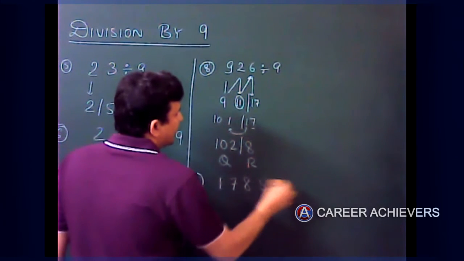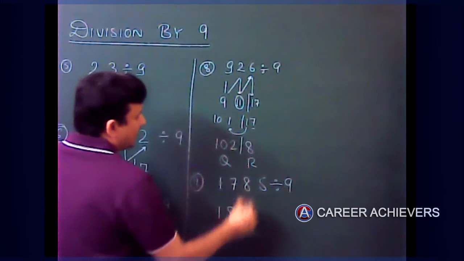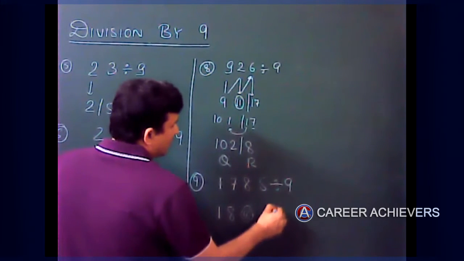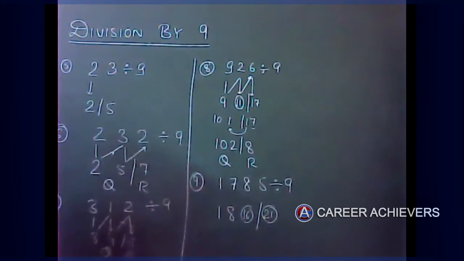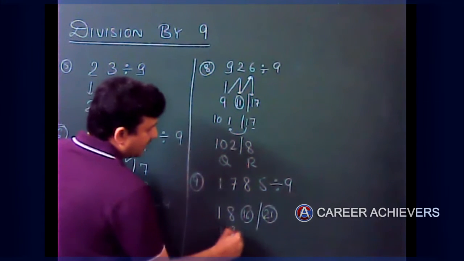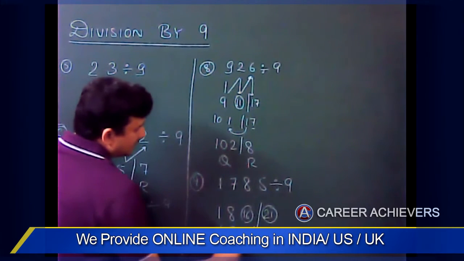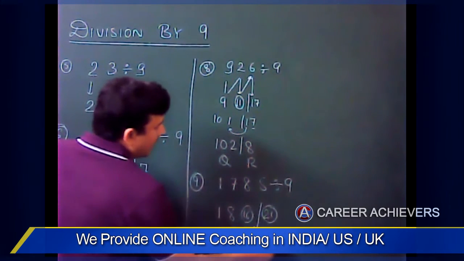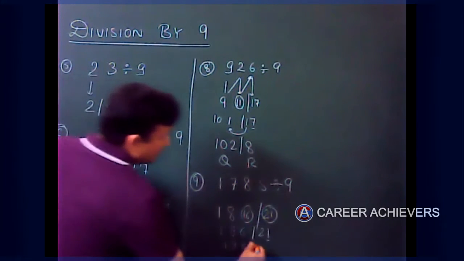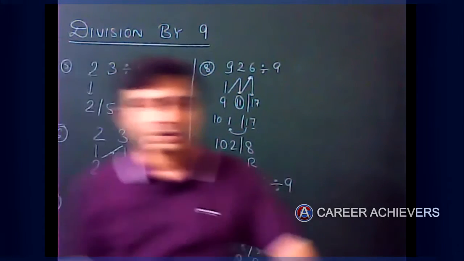1785 divided by 9. So this is 1, then 1 plus 7 is 8, 8 plus 8 is 16, and 16 plus 5 is 21. So now first I will send this one as carry to this side. This becomes 196 and 21. Now 2 will come this side. This becomes 198, and then this one has to be increased by 2. This becomes 3. So 198 is the quotient and 3 is the remainder.